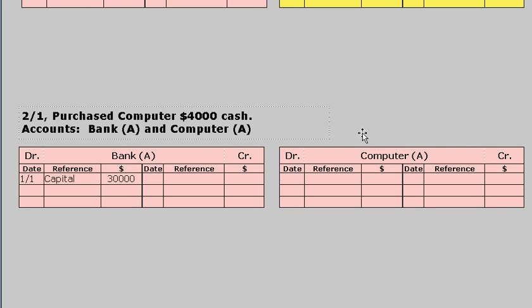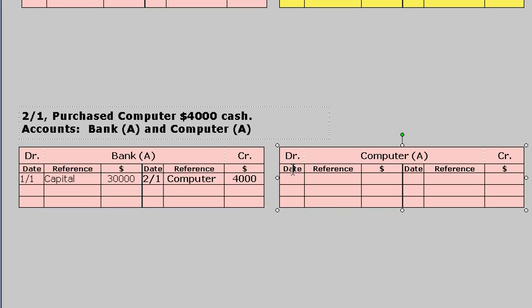Here is number 2. Purchased a computer for $4,000 cash. We're not going to worry about GST. If we buy a computer for cash, our cash will be reduced. And of course we have acquired a computer. So how do we record this into the ledger accounts? In the bank account we're going to go to the credit side to show a reduction in the asset. And we're going to write the name of the other ledger account, which is computer. And we're going to put the value in the dollar column. So I've just recorded a credit entry in the bank account to show a reduction in the asset.